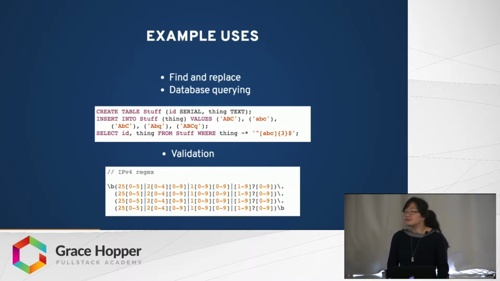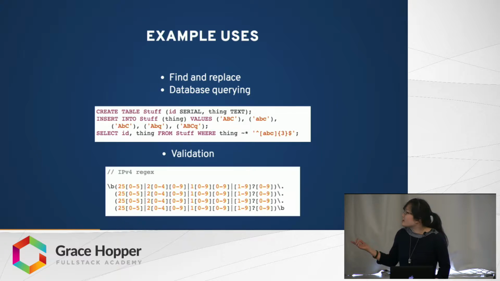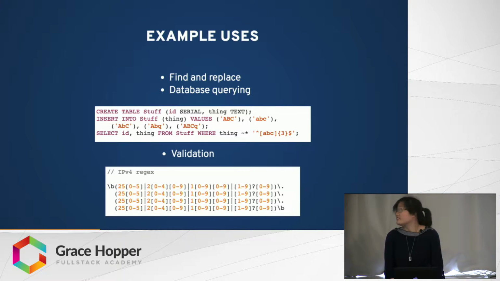Okay, so some example uses are find and replace. I'm sure everyone has used that in Word or when coding. Database querying. That last line looks for a case-insensitive match of any three-character long string that has the characters A, B, or C. And validation. This checks for a valid IPv4 address, and it's quite long, but it's mostly simple.